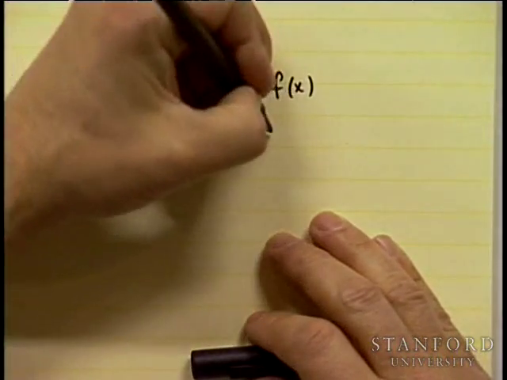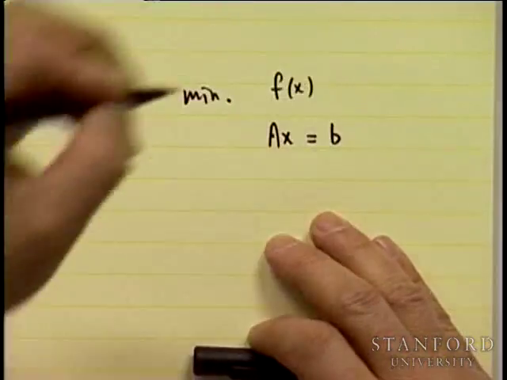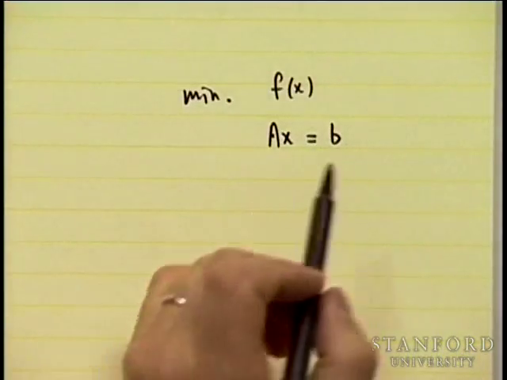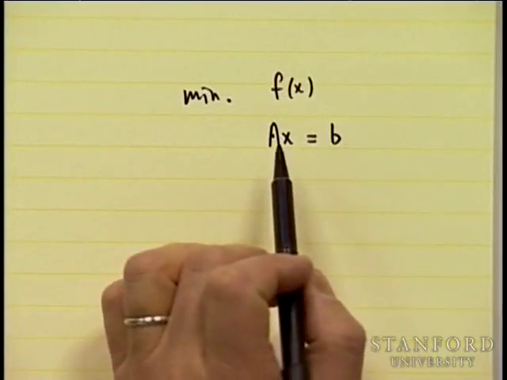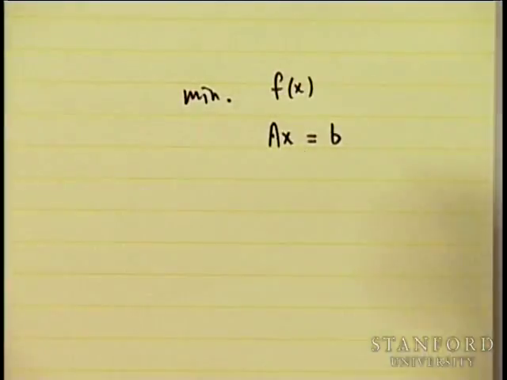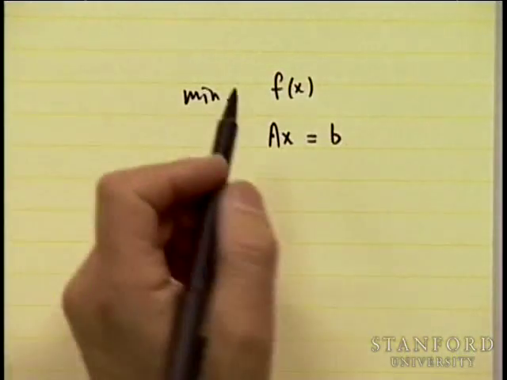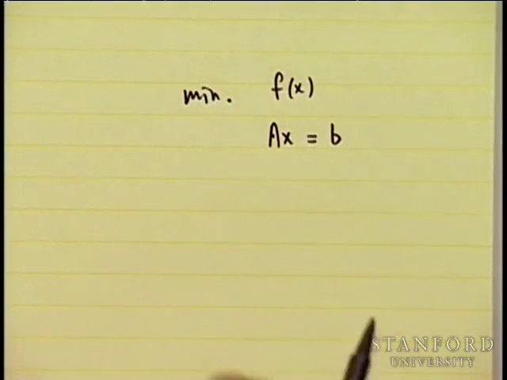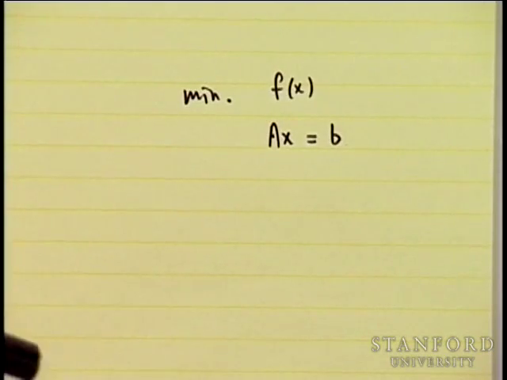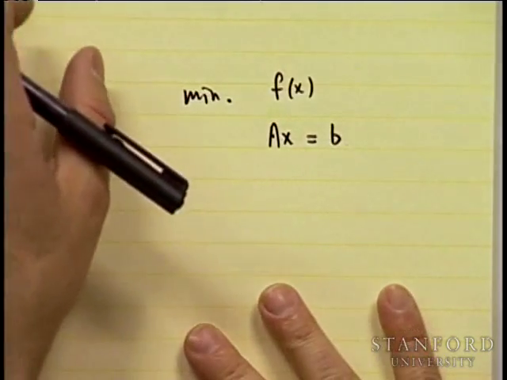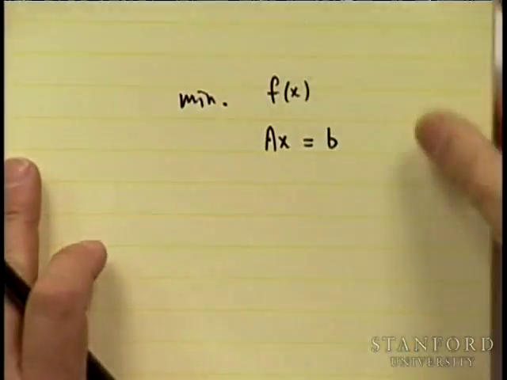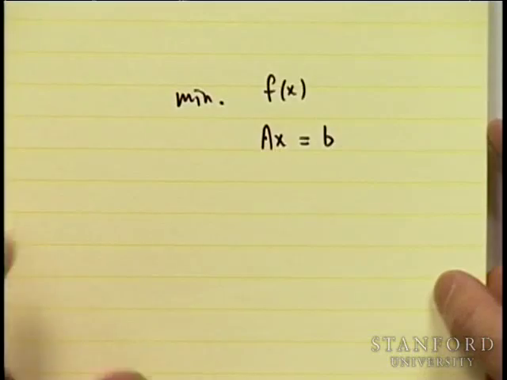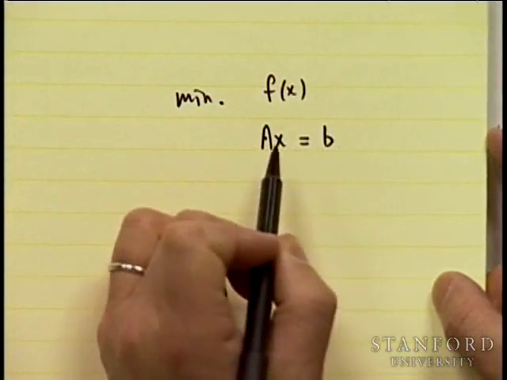You want to minimize f of x, which is smooth, subject to Ax equals b. So we're assuming here that Ax equals b is feasible. I mean, otherwise the whole problem is infeasible, and we have a starting point x0 that satisfies Ax0 equals b. So we assume we have a feasible point, and the first method we're going to look at, which is the basic Newton's method, is a feasible method. That means that every iterate will be feasible. They'll all satisfy Ax equals b.